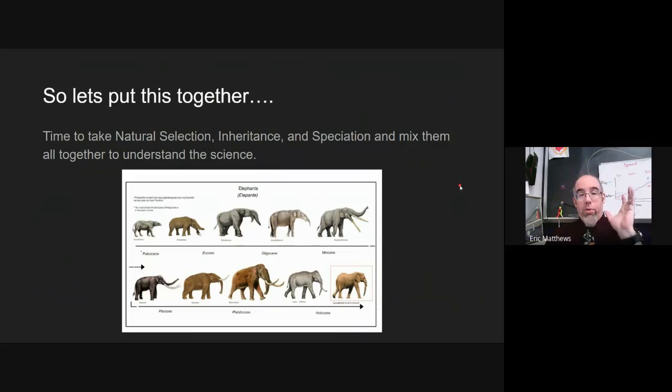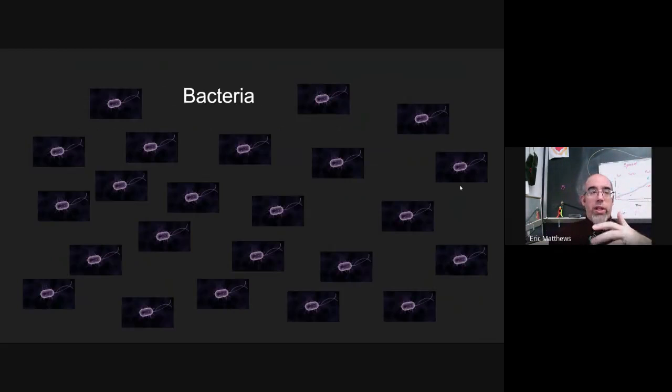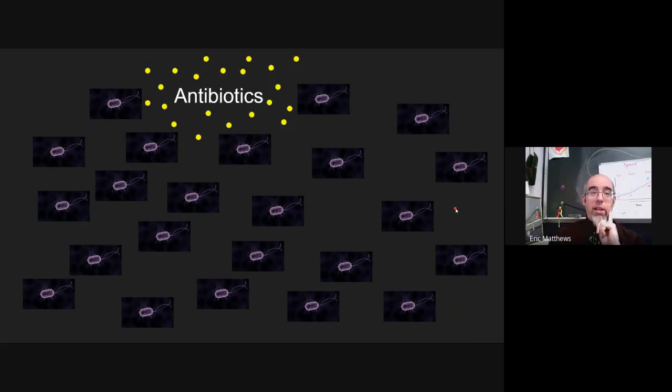All right, so now we can take all of this. We can take all the forms of natural selection. We can take all the different isolation mechanisms that lead to speciation, and we can actually start to really understand this. And to do so, let me give you guys a very real world example. All right, we're looking at bacteria. Here they are. There's a population of bacteria, right?